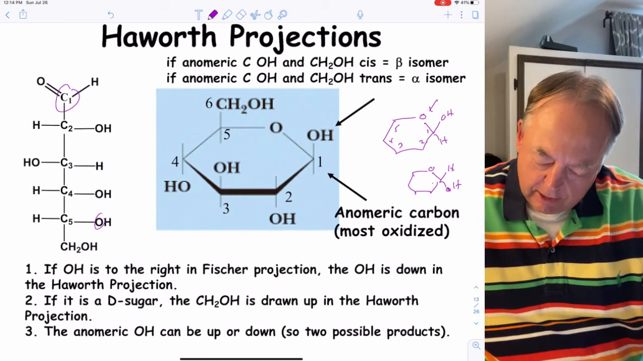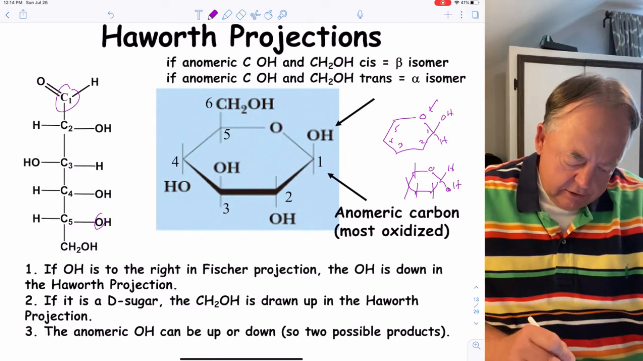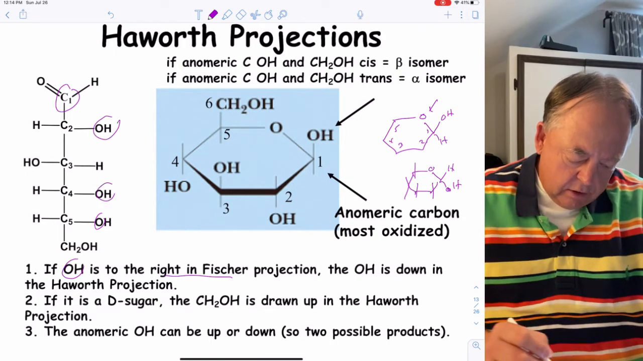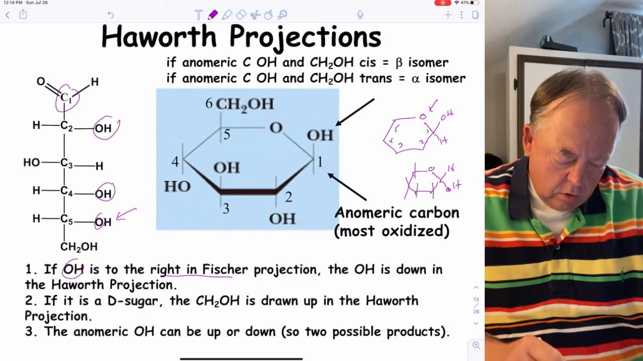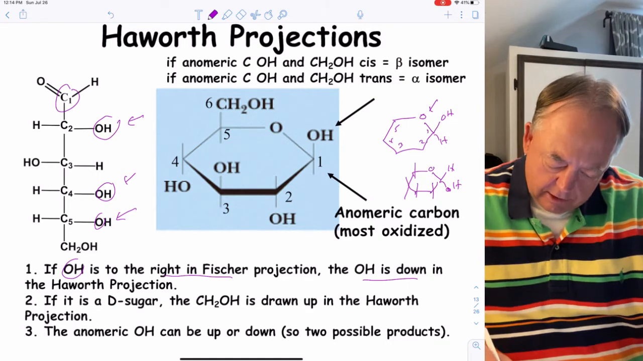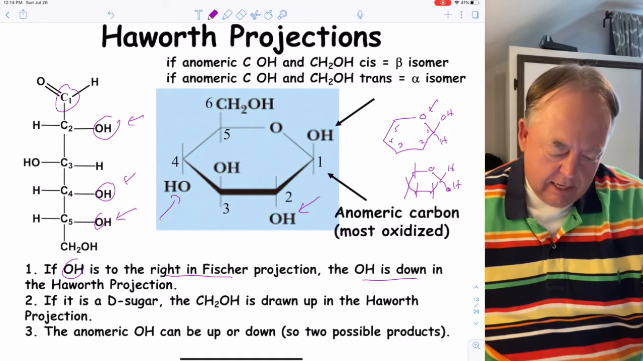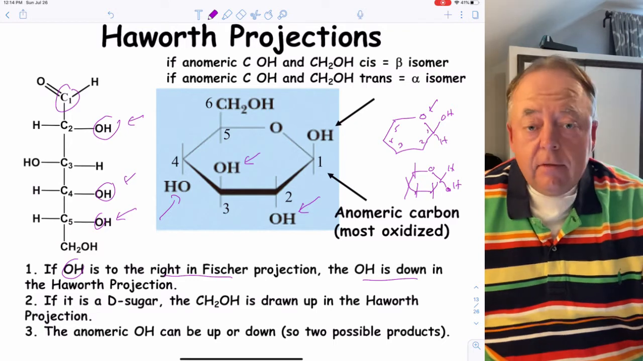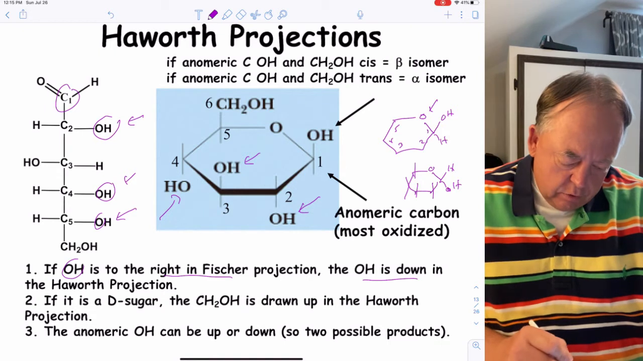But now how to get the chirality right at the other carbons? There's an easy way to do this if you just remember this. If OH is on the right in the Fischer projection, so that would be this one and this one, this one doesn't count because that becomes part of the ring. These 2 OHs are on the right, so they will be down in the Haworth projection. So the one at C2 is going to be down, and the one at C4 is going to be down, and then the OH at C3 is on the left, so it's going to be up in the Haworth projection.